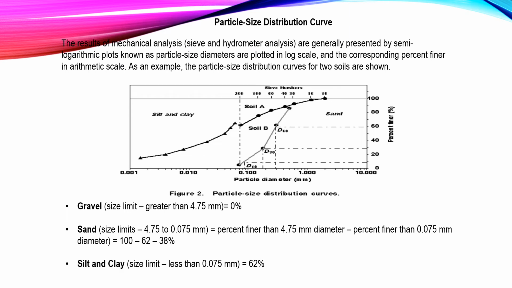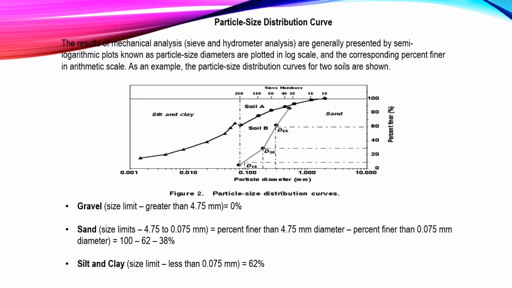Particle size distribution curve. The results of mechanical analysis, sieve and hydrometer analysis, are generally presented by semi-logarithmic plots known as particle size distribution curves. Diameters are plotted in the log scale, and the corresponding percent finer in arithmetic scale. As an example, the particle size distribution curves for two soils are shown. The particle size distribution curve for soil A is the combination of the sieve analysis result presented in Table 2 and the results of the hydrometer analysis for the finer fraction.